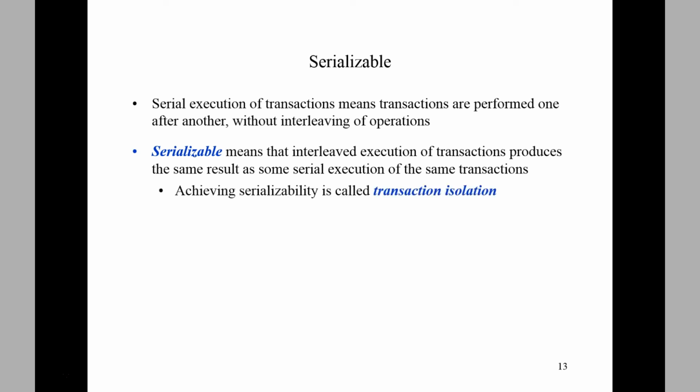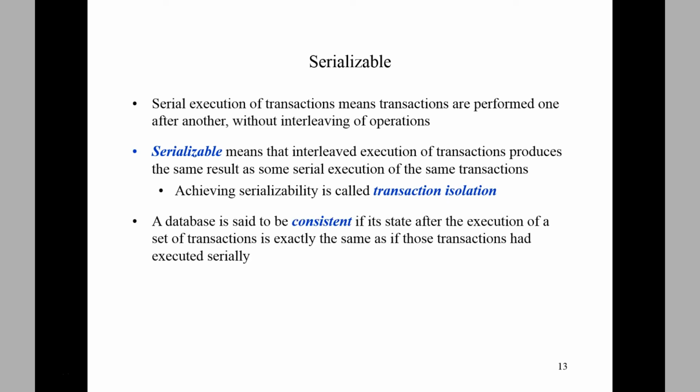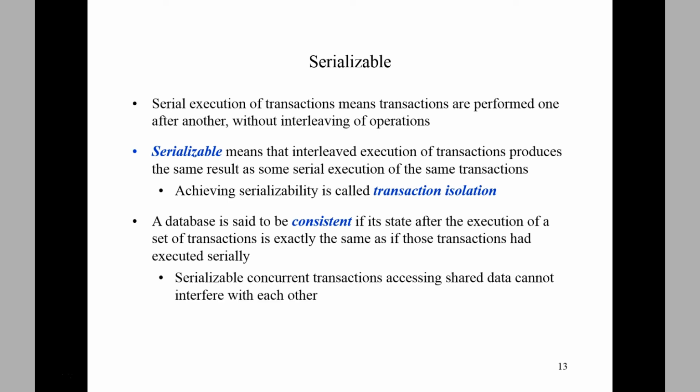So achieving serializability is called transaction isolation. A database is said to be consistent if its state after the execution of a set of transactions is exactly the same as if those transactions had executed serially. So serializable concurrent transactions accessing shared data cannot interfere with one another.